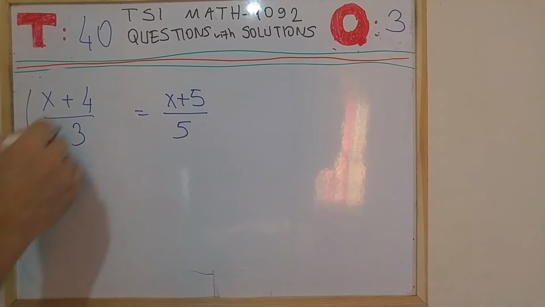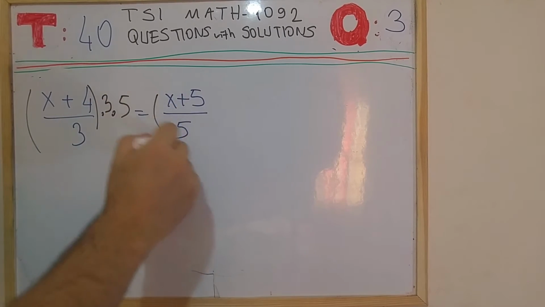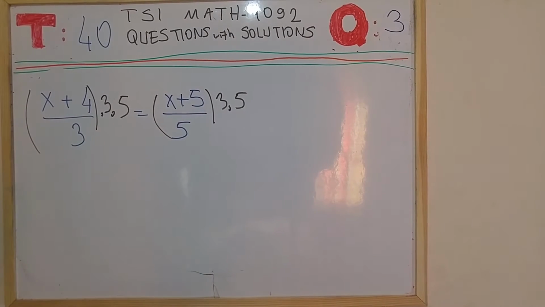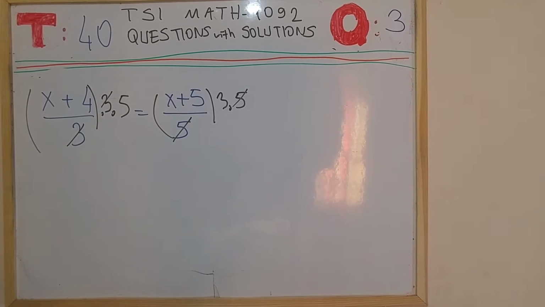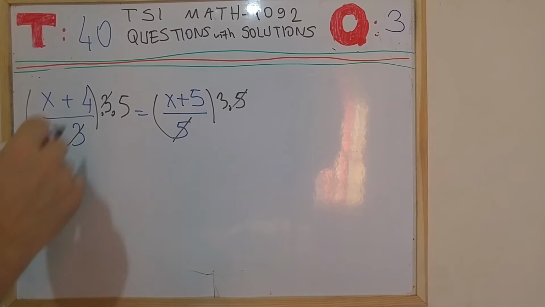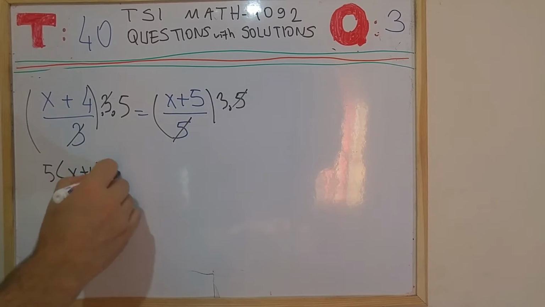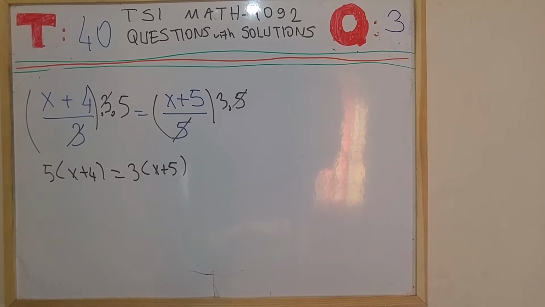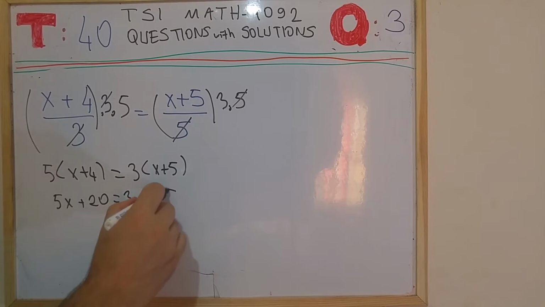Let's multiply each side by 3 and 5, which means 15 actually, so that these 3's will be gone and these 5's will be gone, so that I have no division. What I have now is 5 times x plus 4 is equal to 3 times x plus 5. Now I expand the parentheses. 5x plus 20 is equal to 3x plus 15.